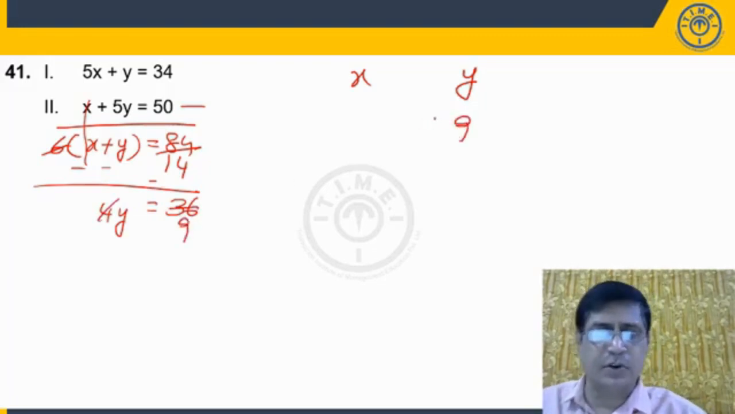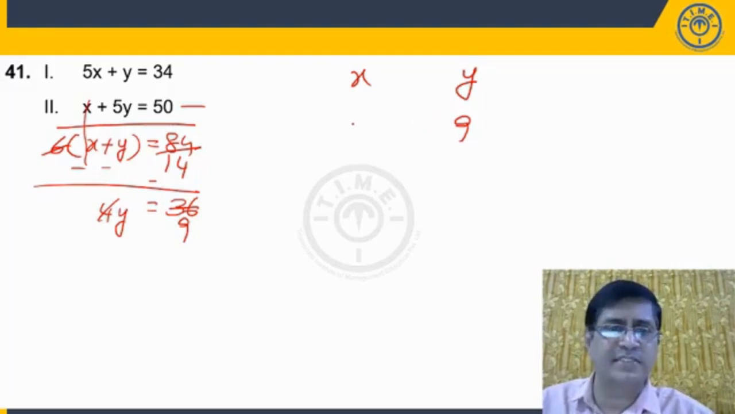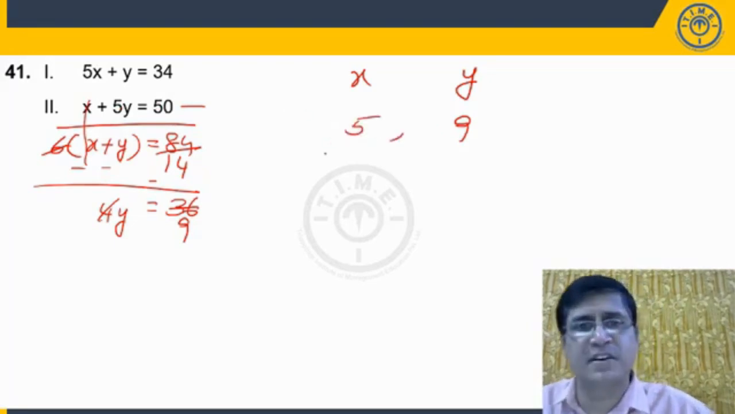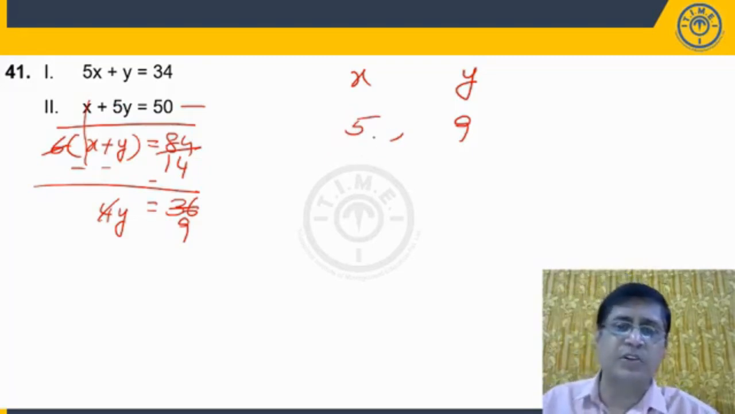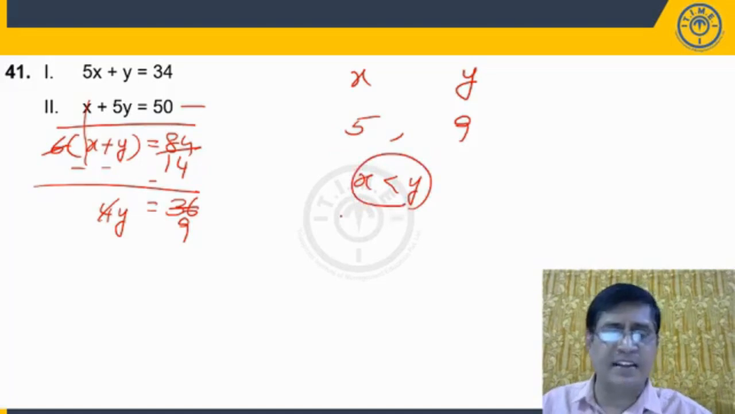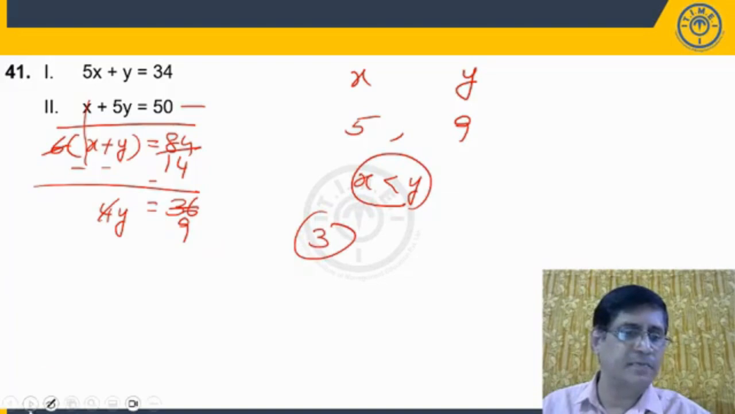When y is equal to 9, how much is the value of x? Substitute y as 9. 9 into 5, 45. Subtract from 50. The result is 5. The values of x and y are 5 and 9. How they are related: x is less than y. x is less than y. The right choice, option number 3.